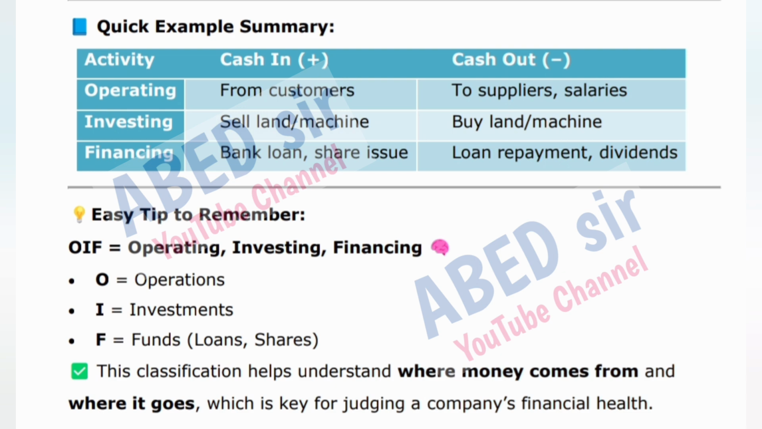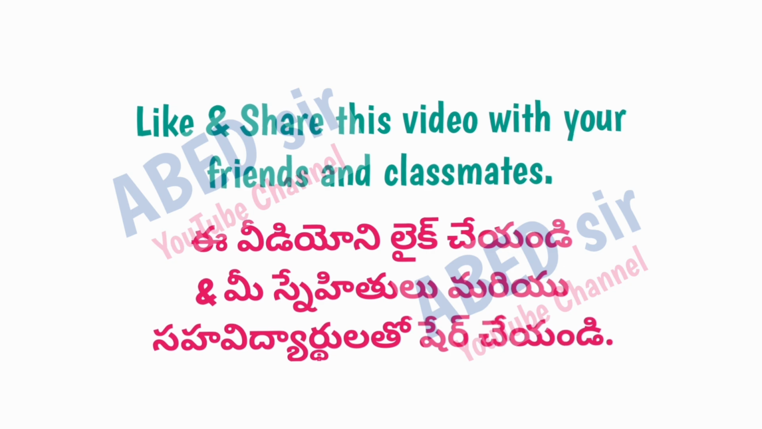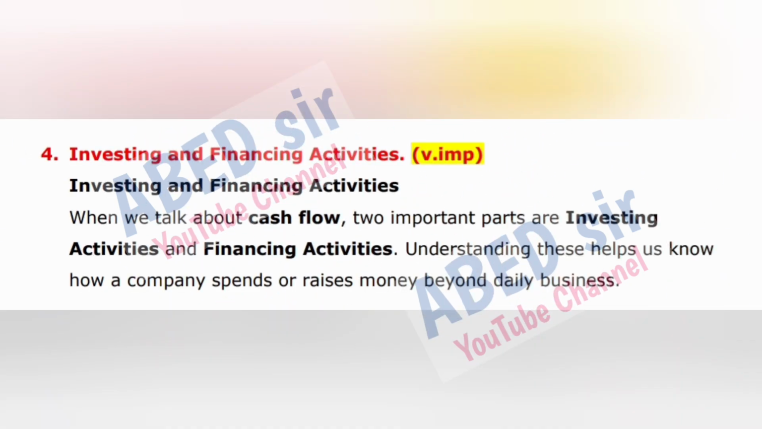Easy tip to remember: OIF equals operating, investing, financing. O is operations. I is investments. F is funds, loans, shares. This classification helps understand where money comes from and where it goes, which is key for judging a company's financial health.